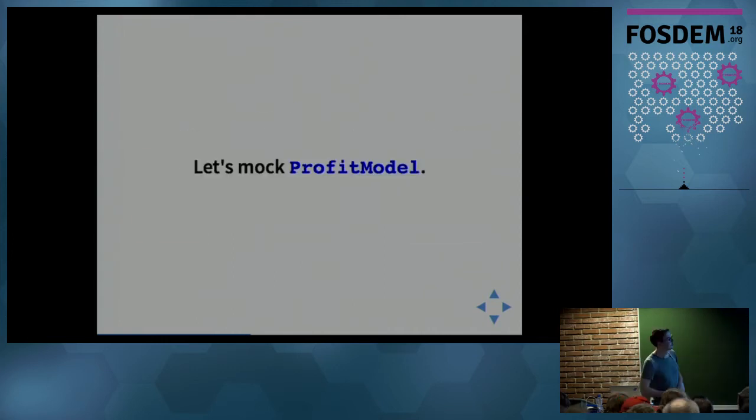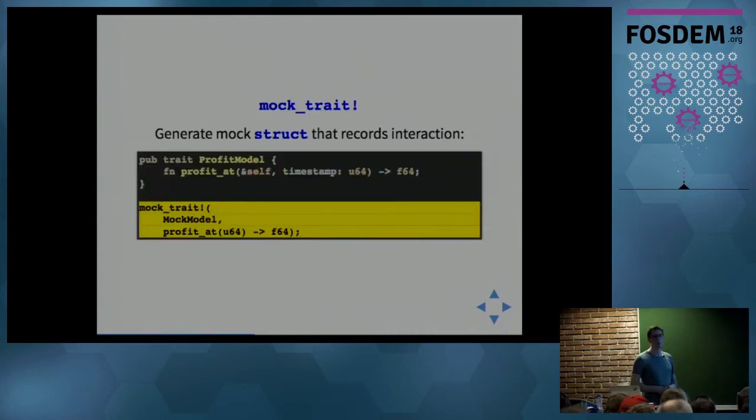The first is mock_trait. So mock_trait generates a struct that has a bunch of boilerplate and bookkeeping inside it to keep track of how it's been called and how it hasn't. So in this case, we have this trait we call mock_trait. This is the name of our mock struct. And then we list the methods in the trait that we're mocking so it generates the right boilerplate code internally.